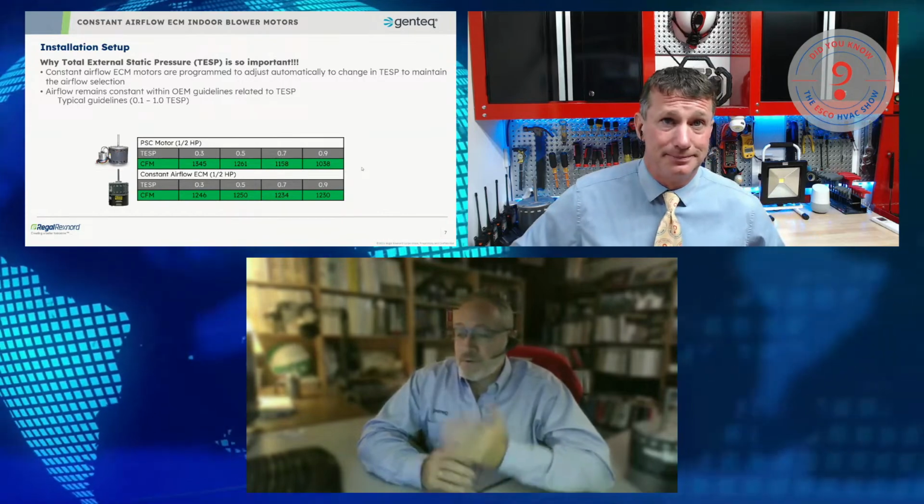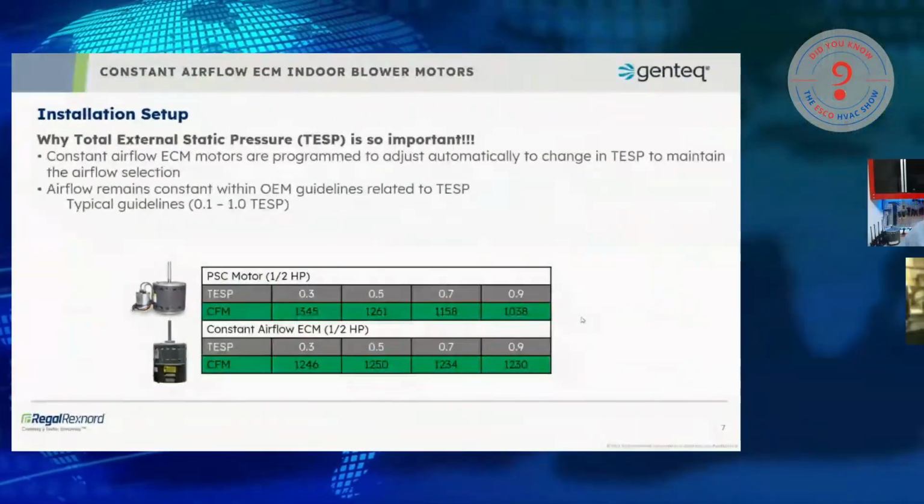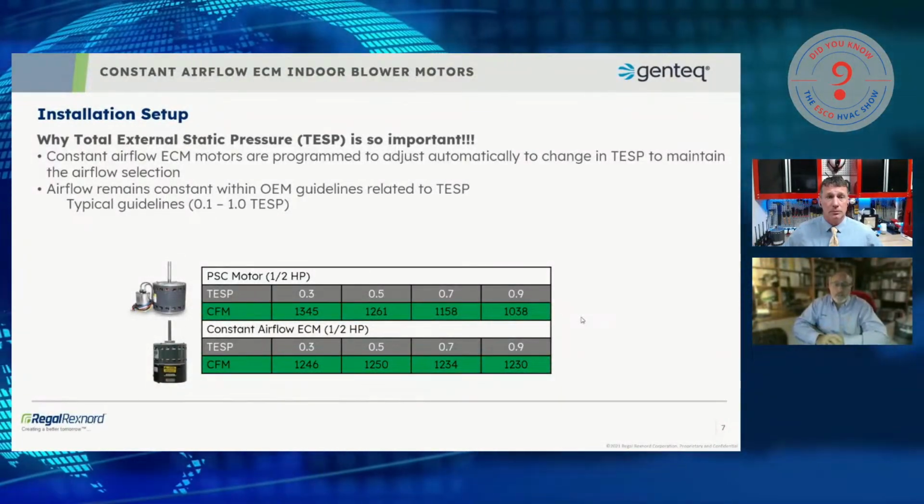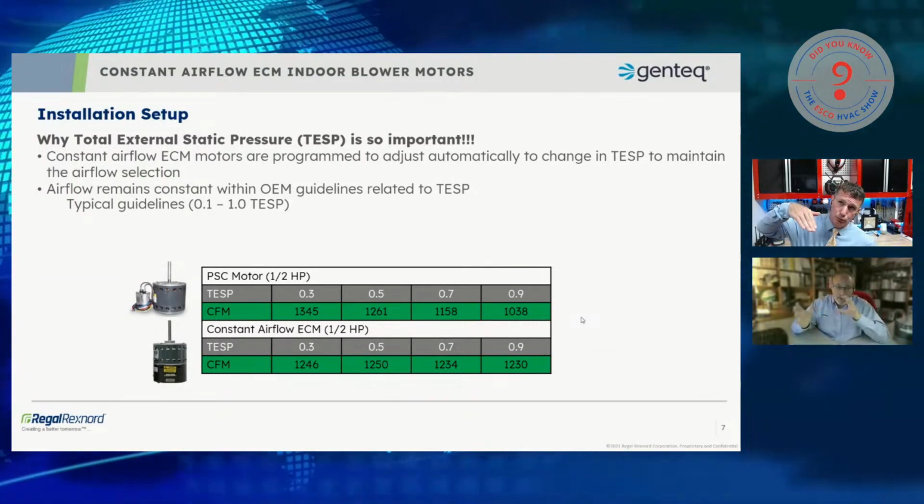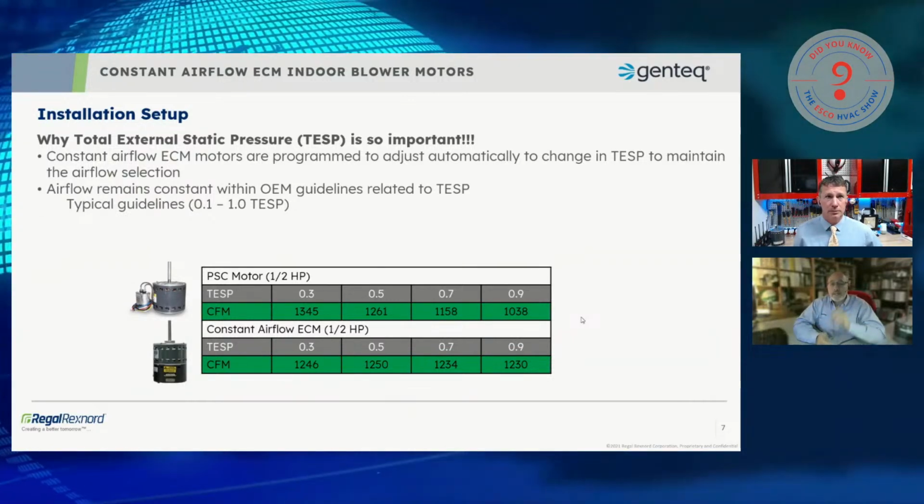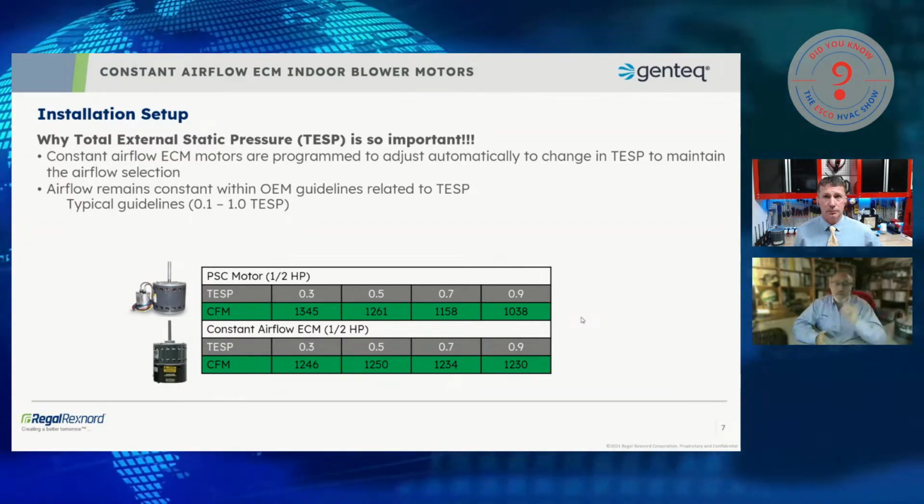Nice. So we need to understand that one, if you look at the chart on the screen, the constant airflow motors on the bottom, PSC motors on the top. Everyone knows that when static pressure goes up, PSC motors underperform, for lack of a better description. Absolutely. They provide less airflow, and we can see from the ECM on the bottom that we're maintaining airflow all the way out to 0.9.